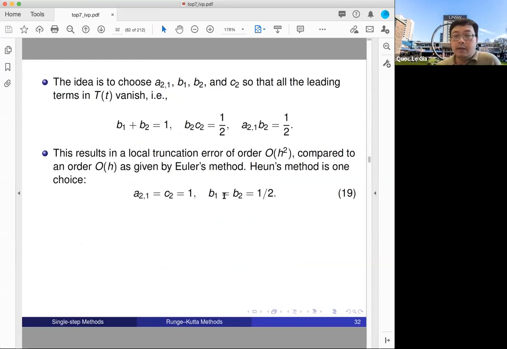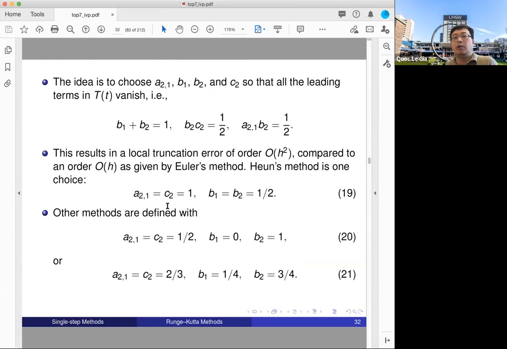So Heun's method is just one solution. Now you have four unknowns, but you have 3 equations. So you have more freedom. Heun's method is just one solution, and you can define other methods as well. So if you take those parameters, then you can have your own methods of order 2. And that is the idea of Runge-Kutta methods of order 4.